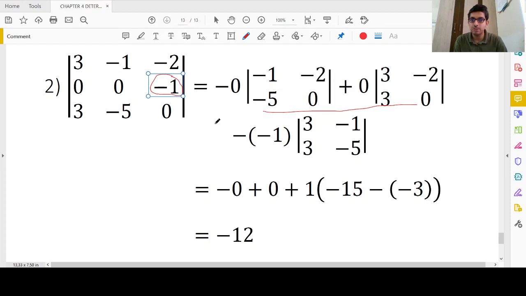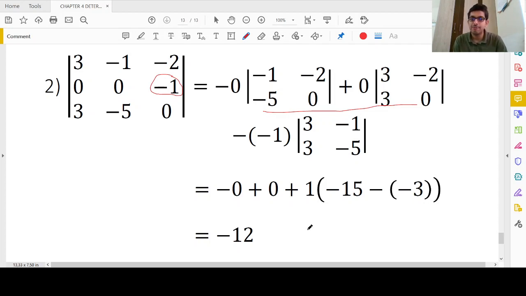So that is the advantage of expanding along any row or column which contains maximum zeros. Here the advantage of expanding along the second row is easier calculation. Again, if you expand along any row or any column, the answer will be minus 12. So a 3 by 3 determinant is expanded using 2 by 2 determinants, and it can be expanded along any row or any column. For easier calculation, you can take the row which contains the maximum number of zeros.